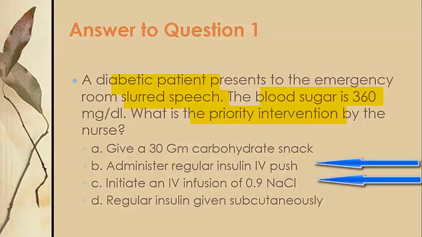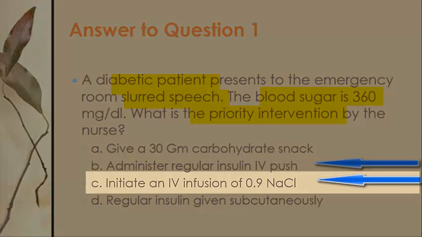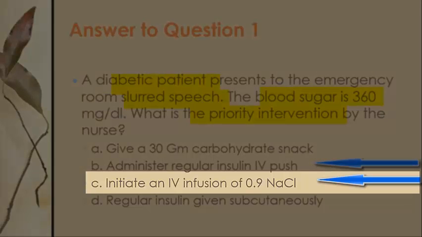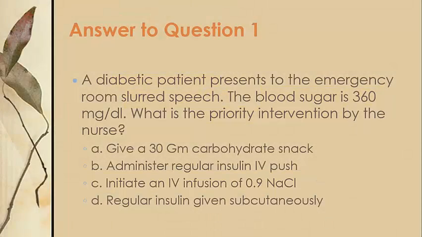Let's go back and think about what happens when we give insulin. When we give insulin, glucose is pushed back into the cell. Remember what follows glucose? Water. So we've got the patient who's already dehydrated. So if we give that insulin, what's going to happen to their hydration status? So we don't want to give that insulin. That is not a priority. We have to make sure that they're hydrated first. So answer C is what we'd pick. We initiate an IV infusion of 0.9 sodium chloride.